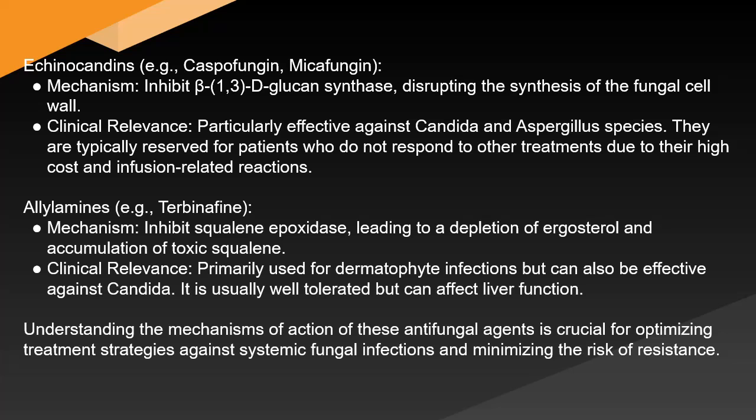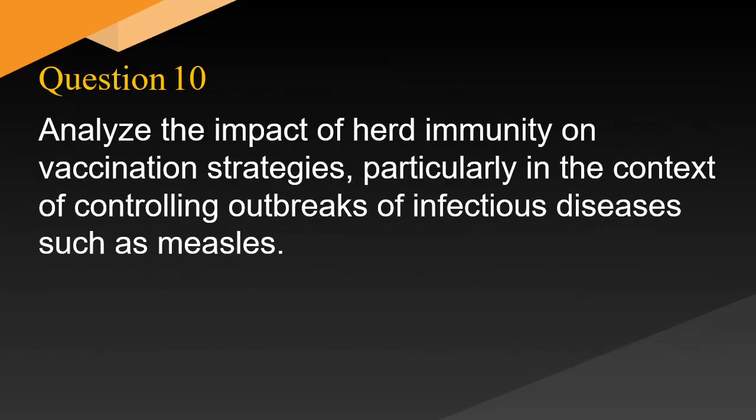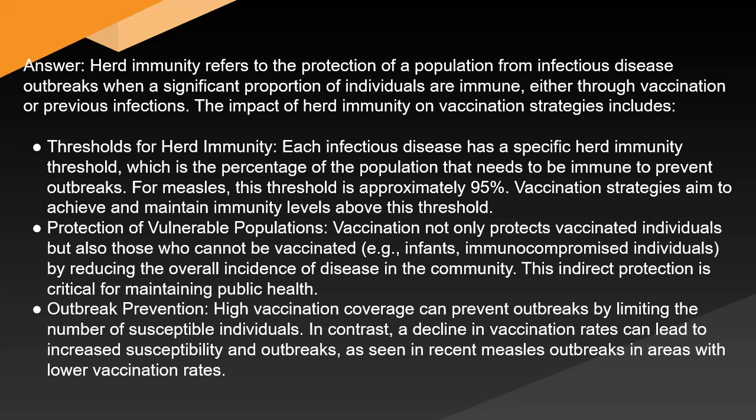Understanding the mechanisms of action of these antifungal agents is crucial for optimizing treatment strategies against systemic fungal infections and minimizing the risk of resistance. Analyze the impact of herd immunity on vaccination strategies, particularly in the context of controlling outbreaks of infectious diseases such as measles. Answer: herd immunity refers to the protection of a population from infectious disease outbreaks when a significant proportion of individuals are immune either through vaccination or previous infections.